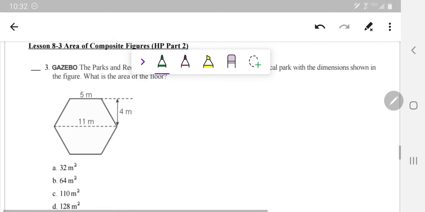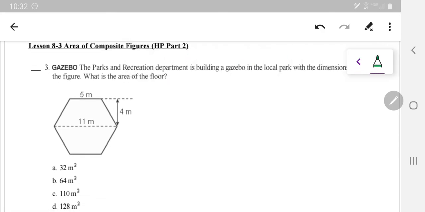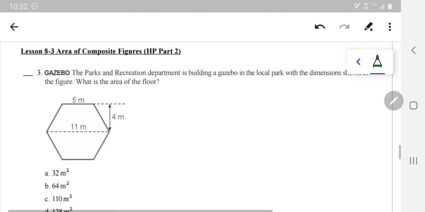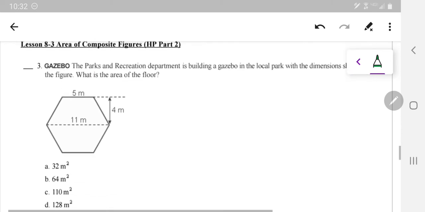And I believe this is our last one, is it? Yeah, just 3 problems today. So let's get after it. Let's try this last one. Oh, good. I'm so glad that they used this shape so we could use a different formula. All right, this gazebo in the local park has these dimensions, and let's see.